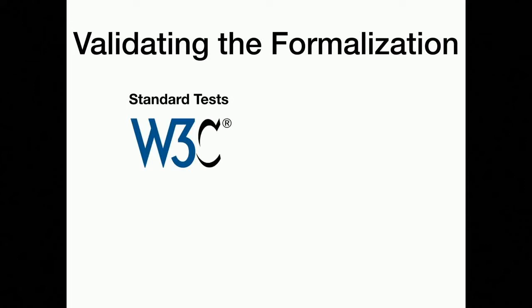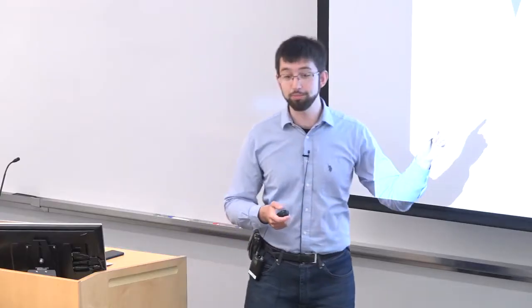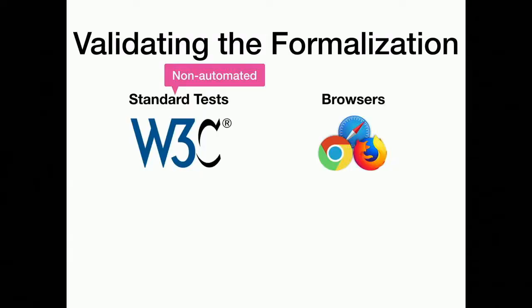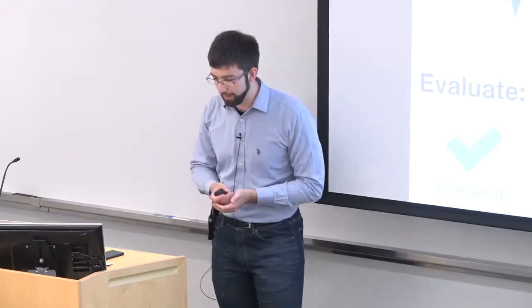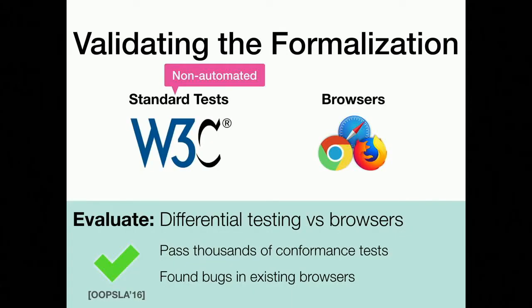Now these tests are non-automated. They expect a human to sit in front of them and tell you whether or not you passed. But we don't need to pass the tests. We need to do the same on these tests as existing web browsers do, because existing web browsers are already known to pass the tests. Humans have done that part. So we can apply differential testing to do this validation. And that lets us check that we pass thousands and thousands of these conformance tests.